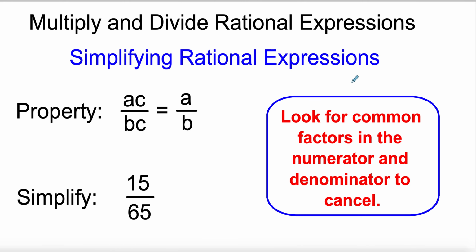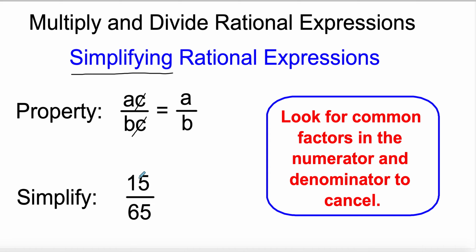So, we kind of did this already. Multiplying and dividing rational expressions, we first start out with just simplifying them. Okay, so that's what we're starting with, simplifying. And what this property is saying is, if I have a times c divided by b times c, I have a common factor, c, that'll cancel out, and I'll be left with a over b.